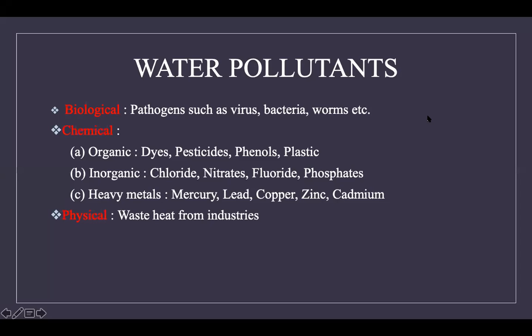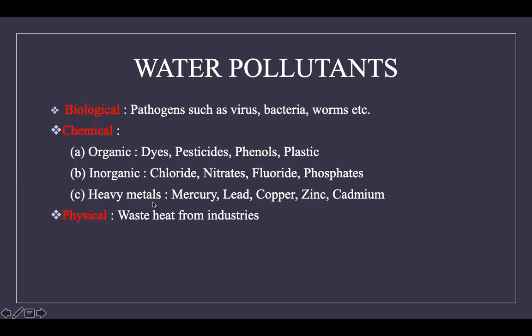Now, coming to the different types of water pollutants, they can be biological, chemical, or even physical. Talking about biological water pollutants, they include pathogens such as viruses, bacteria, worms, etc. In the case of chemical pollutants, they may be organic, inorganic, or heavy metals, which usually come from the industries. Organic water pollutants include dyes, phenols, paint, plastic, etc. Inorganic water pollutants include chloride, fluoride, nitrate, and phosphate, which usually come in the form of runoff from agricultural areas or even from the industries.